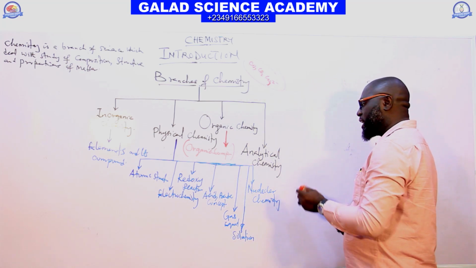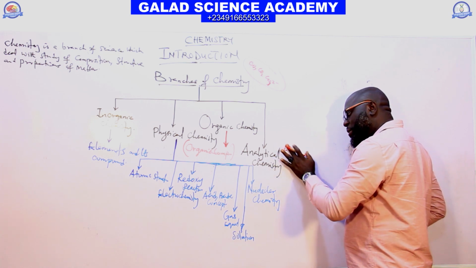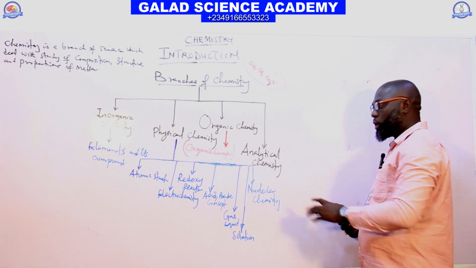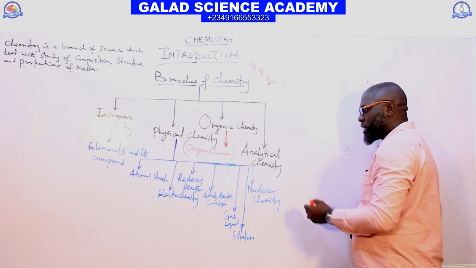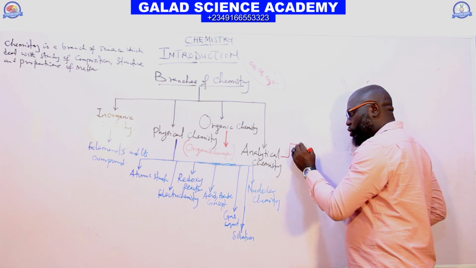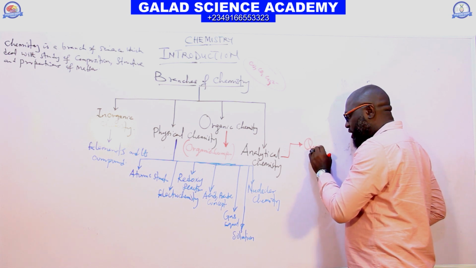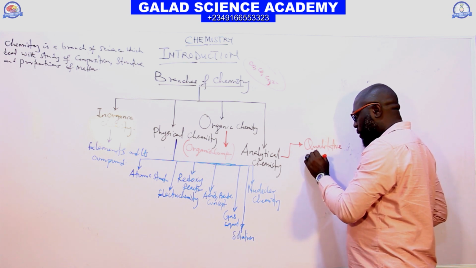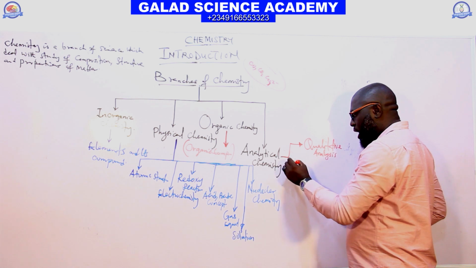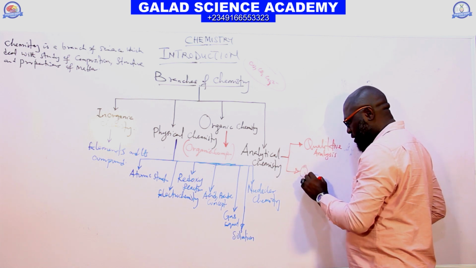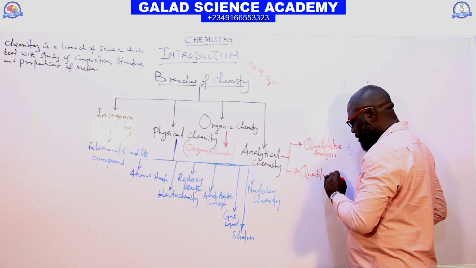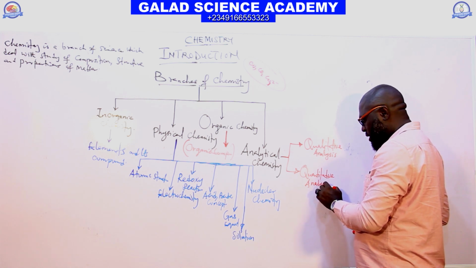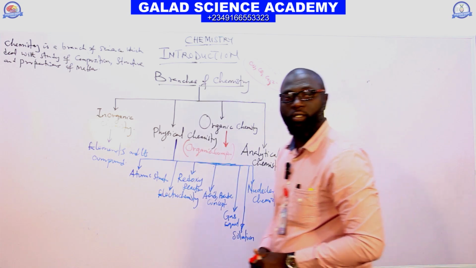And the last one is analytical chemistry. This analytical chemistry is the practical aspect of chemistry, which is broadly divided into two parts. We have qualitative analysis, and we have quantitative analysis.